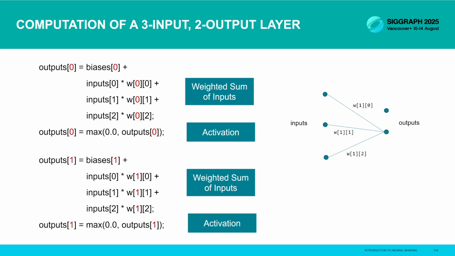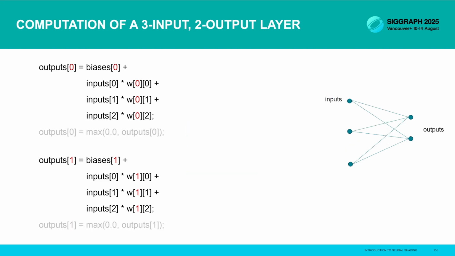Similarly, we use the same steps to compute the second output. The difference is that this time we're going to use a different set of weights, W10, W11, and W12, to compute a weighted sum, and add a different bias to the output. The initial result is then going through the same activation function to produce the final output value.